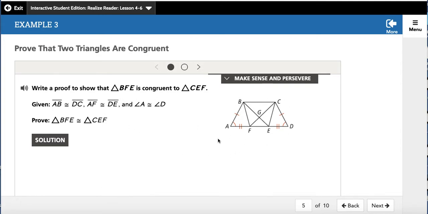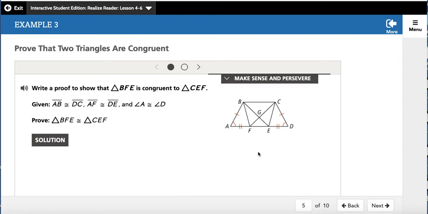Write a proof to show the triangle BFE, this one inside here, is congruent to triangle CEF. It's given that AB is congruent to CD and AF is congruent to ED and angle A is congruent to angle D. So let's look this over and see how we can get certain pieces to be congruent, right? We need to have three pieces congruent and a certain three in those two triangles.